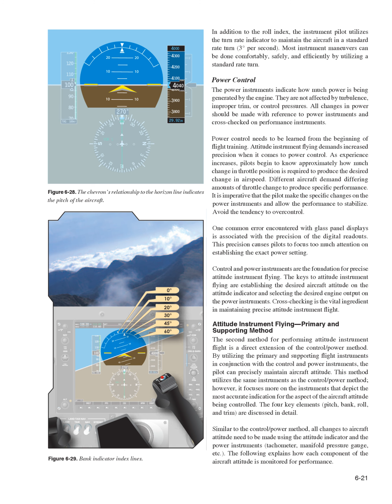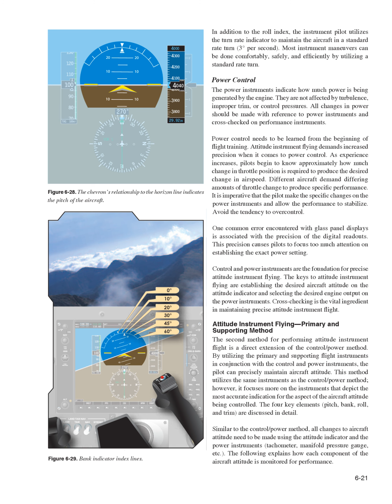One common error encountered with glass panel displays is associated with the precision of the digital readouts. This precision causes pilots to focus too much attention on establishing the exact power setting. Control and power instruments are the foundation for precise attitude instrument flying. The keys to attitude instrument flying are establishing the desired aircraft attitude on the attitude indicator and selecting the desired engine output on the power instruments. Cross-checking is the vital ingredient in maintaining precise attitude instrument flight.